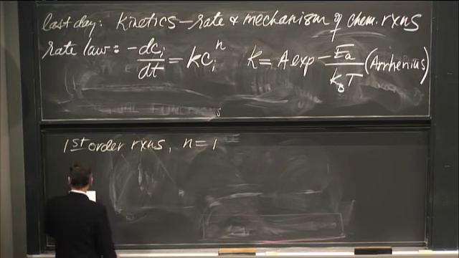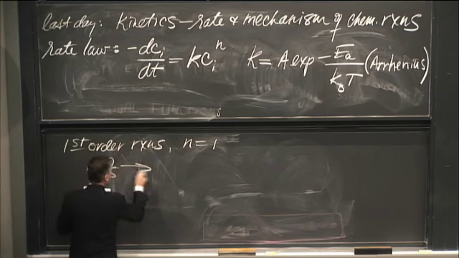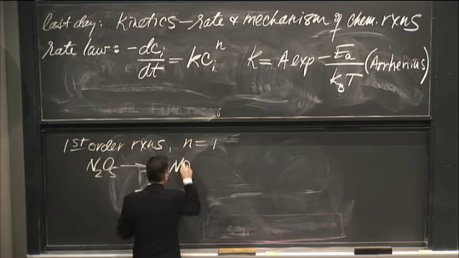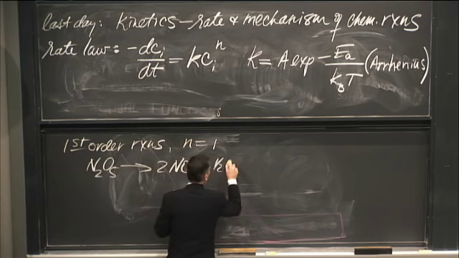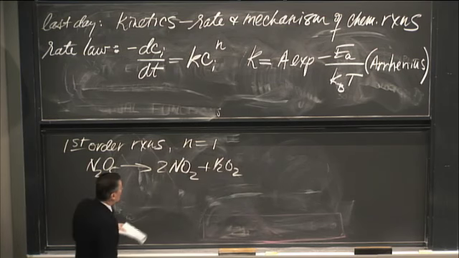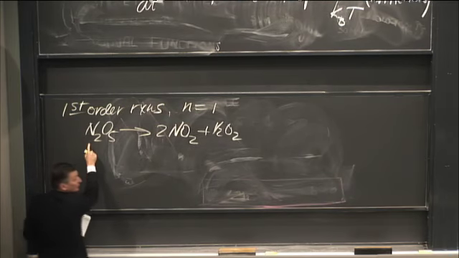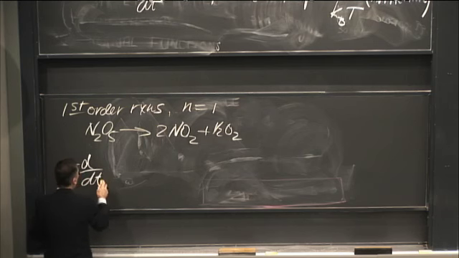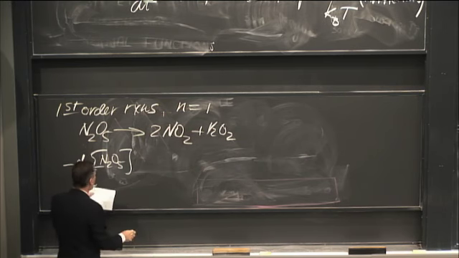And here's an example of something that we could use. The decomposition of N2O5 into NO2, and gives us a half a mole of oxygen. And we can write this rate law in terms of the rate of disappearance of N2O5. So I can write minus d by dt of, and I'm going to use square brackets to indicate the concentration of N2O5.